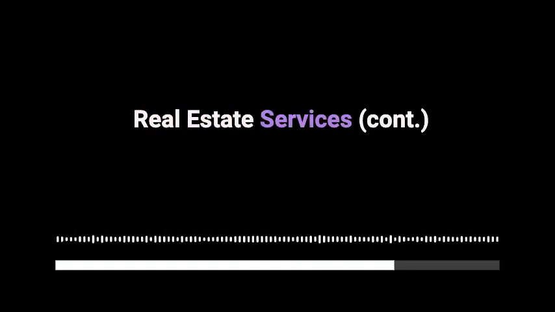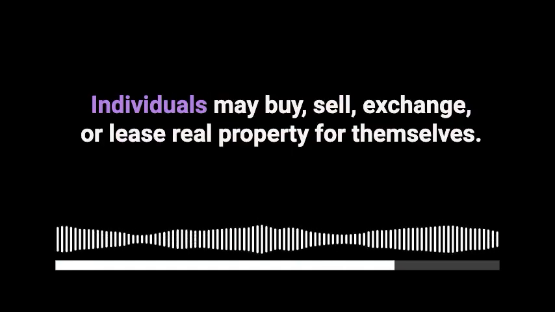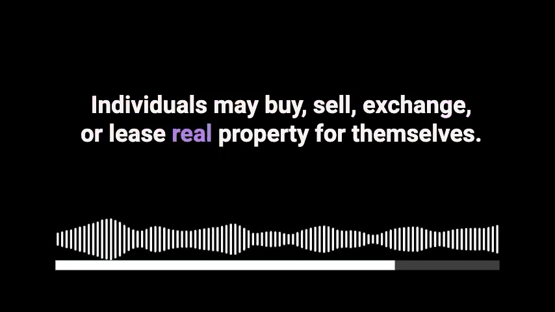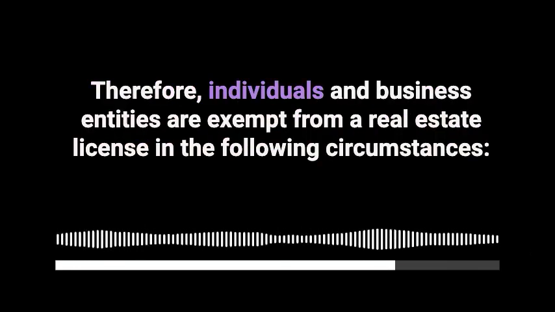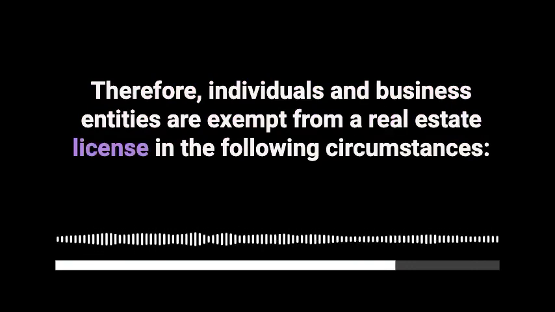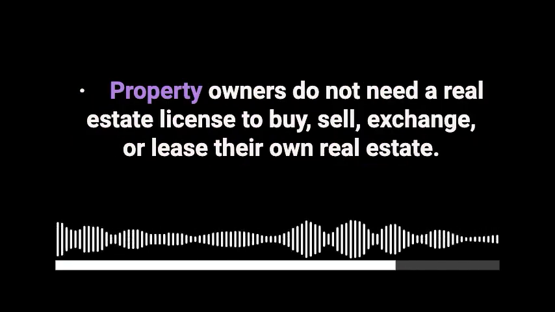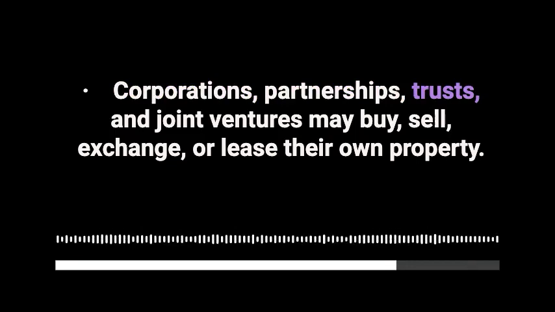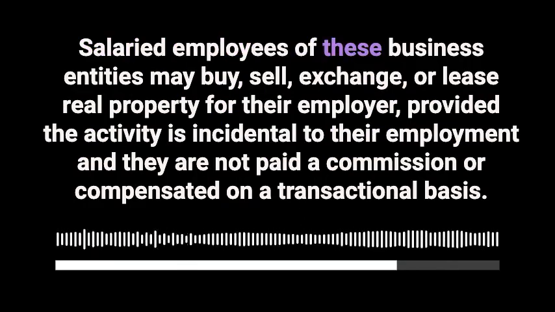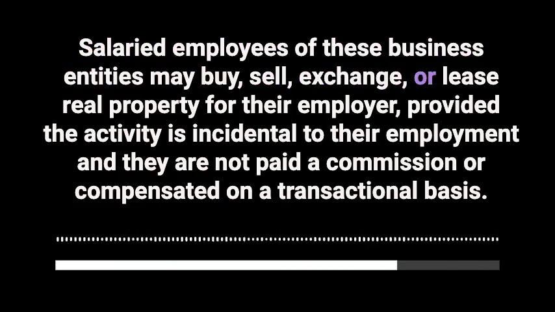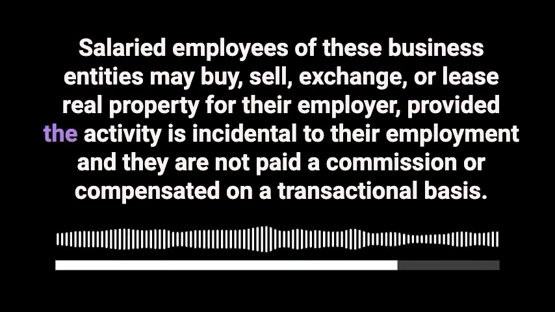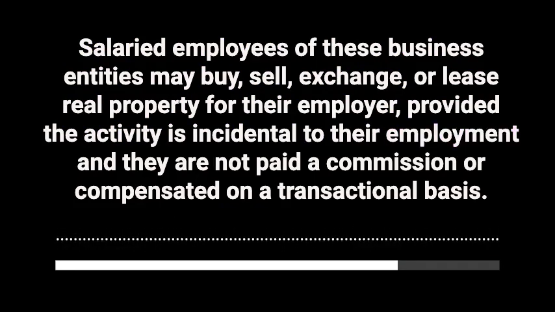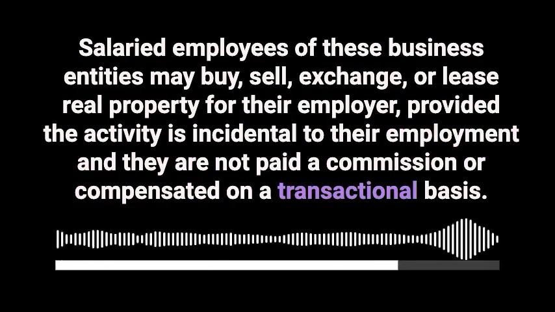Real estate services. Exemptions from a real estate license. Individuals may buy, sell, exchange, or lease real property for themselves. Therefore, individuals and business entities are exempt from a real estate license in the following circumstances. Property owners do not need a real estate license to buy, sell, exchange, or lease their own real estate. Corporations, partnerships, trusts, and joint ventures may buy, sell, exchange, or lease their own property. Salaried employees of these business entities may buy, sell, exchange, or lease real property for their employer, provided the activity is incidental to their employment, and they are not paid a commission or compensated on a transactional basis.